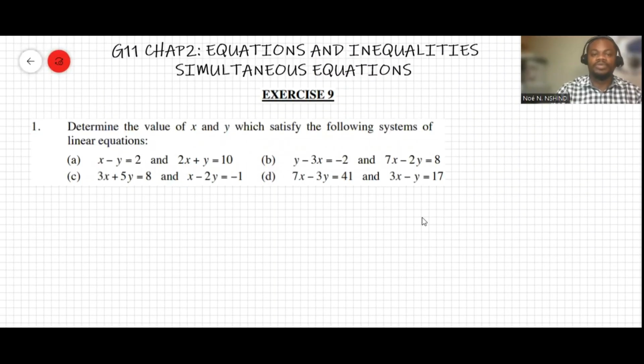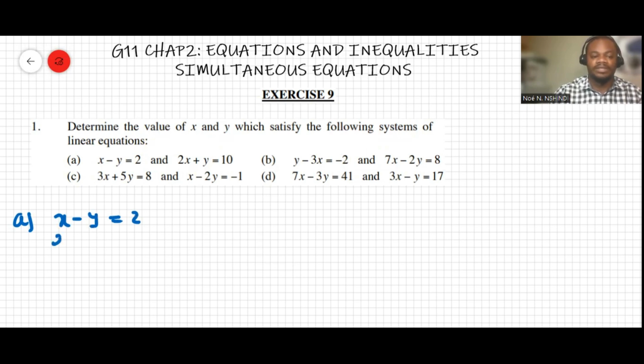Well, now we're going to do some simultaneous equations, still in this chapter that deals with equations and inequalities. Question 1 says, determine the value of x and y which satisfy the following system of linear equations. Let's start with A. We have x minus y equal 2, and 2x plus y equal 10.